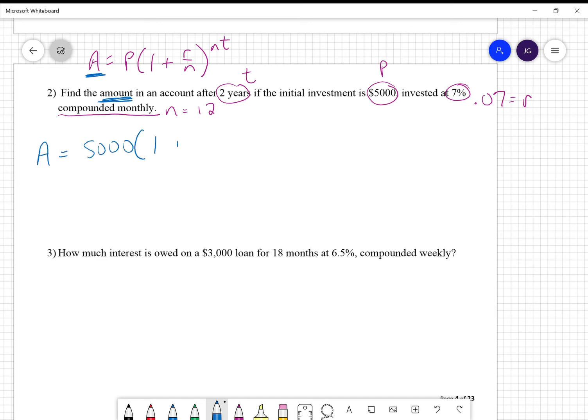A equals 5,000 parentheses 1 plus 0.07 over 12 to the power of 12 times 2. $5,000 times 1 plus 0.07 divided by 12, put my parentheses, to the power of 24. $5,749.03.